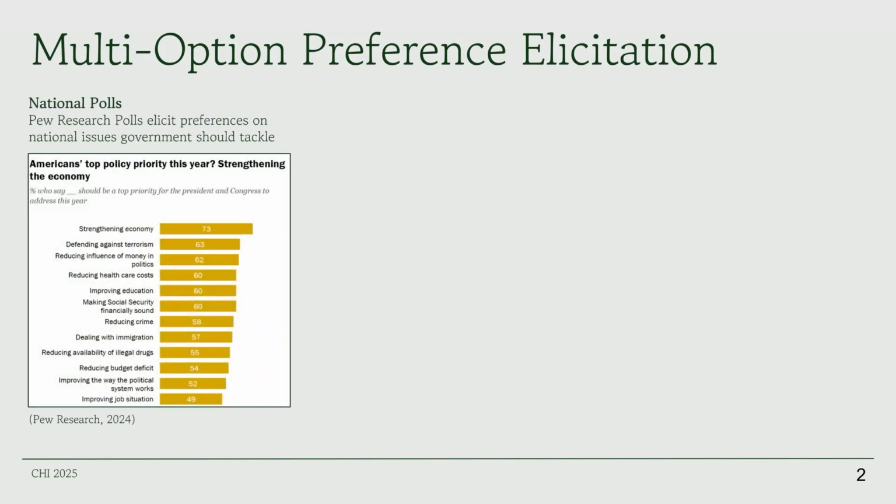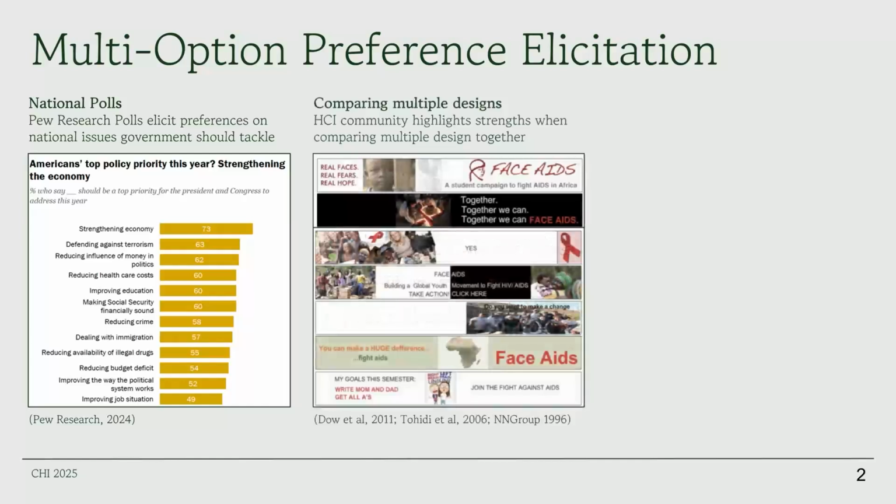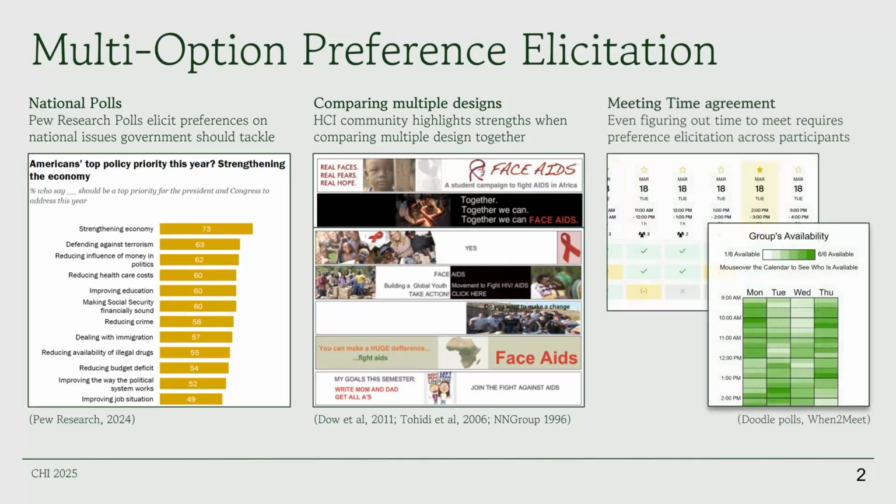For example, national polls regularly ask citizens to rank policy issues, guiding government priorities. In HCI, we compare multiple interface designs and gather user preferences to make informed decisions, and everyday tasks like scheduling meetings rely on participants sharing preferences to reach a consensus.